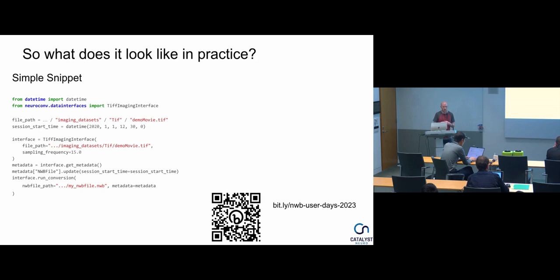I'll talk more about the richness of the metadata structure in a bit, but as a minimal example, you can see I fetch the metadata from the interface, I update the session start time, and that's all I need to be able to run my conversion. I specify an output path that will be my NWB file, and I call run conversion, and that's the magic method.